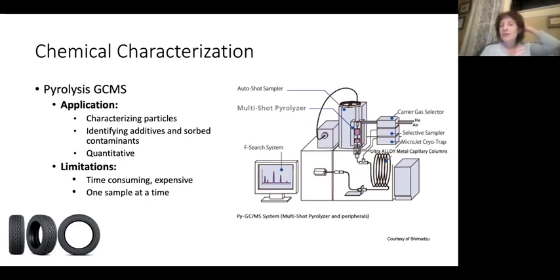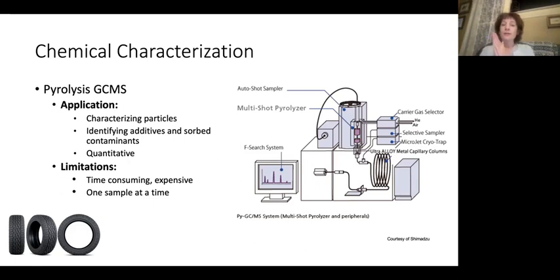A last method I'm going to talk about that is used for chemical characterization is pyrolysis GCMS. This can also be used to characterize particles. It's also really good at identifying additives and sorbed contaminants, and it's quantitative. And the difference between this approach and FTIR or Raman is that with FTIR or Raman, you're not really doing anything to the sample before you identify it. You're sticking it on your slide and you're pointing the laser at it, or you're putting the ATR on it and identifying the polymer. Here, you're putting your sample in a vial and you're actually combusting it.